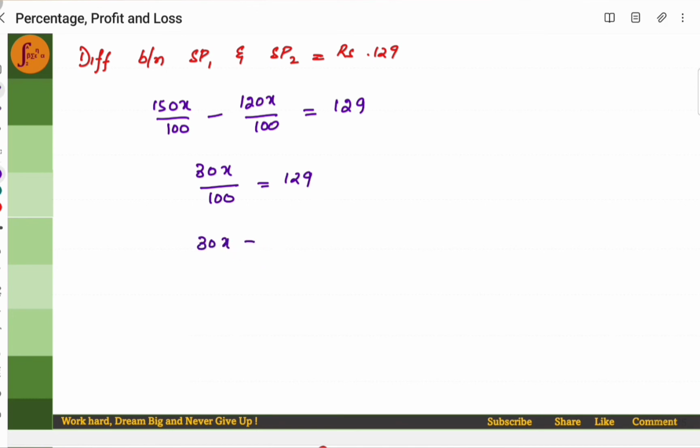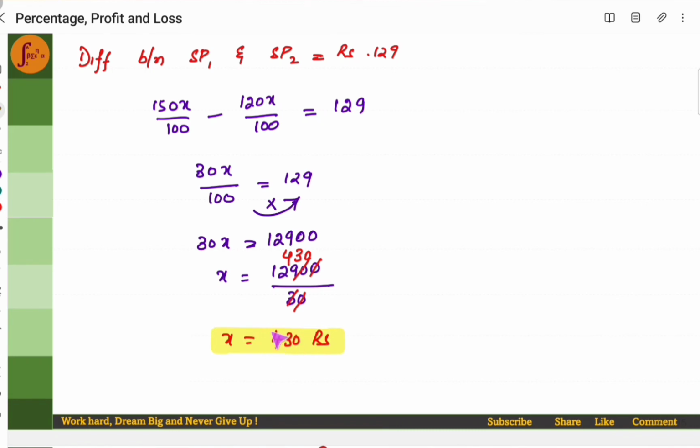Nothing but 30x is equal to, I'll shift this here, it will become multiplication. So I'll get 12900. Therefore, x is equal to 12900 by 30. This is nothing but 430. Therefore, x is equal to 430 rupees. And what is x? x is the cost price. Therefore, cost price is equal to x, which is equal to 430 rupees.